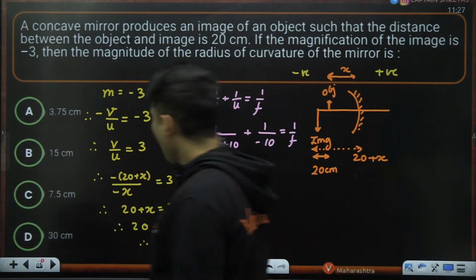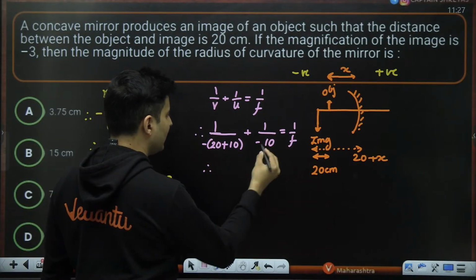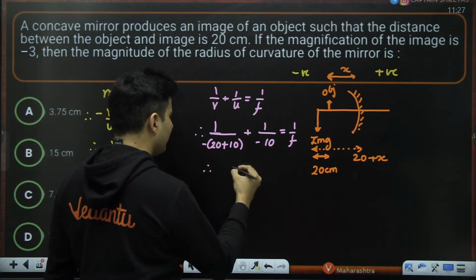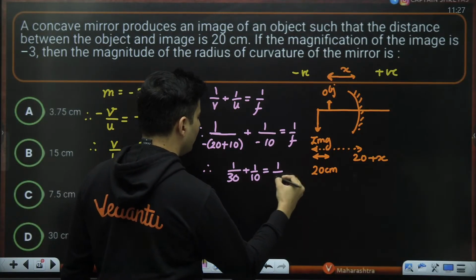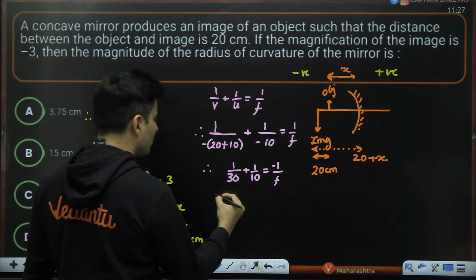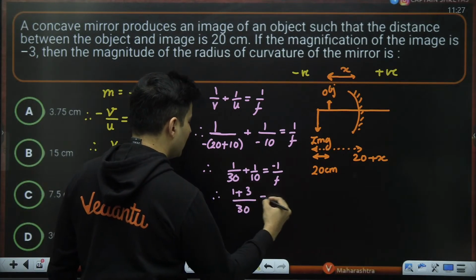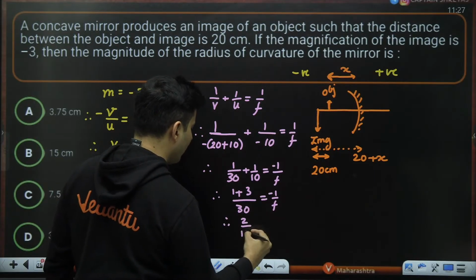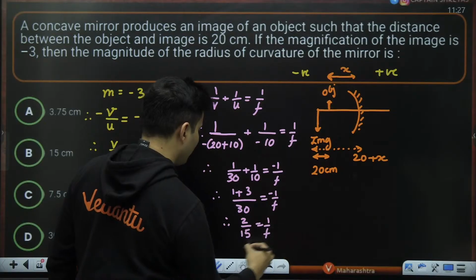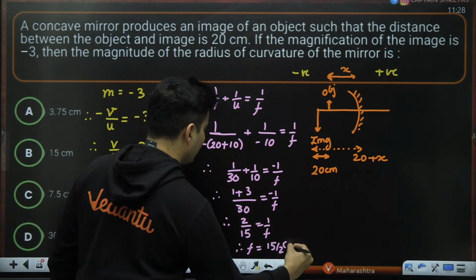So what is this going to be? This is minus 30 and this is minus 10, so take the minuses to the other side. So 1 by 30 plus 1 by 10 is equal to 1 by f with a negative sign. The LCM is going to be 30, so 1 plus 3 is equal to minus 1 by f. So it will be 4 by 30, which is 2 by 15, equal to 1 by f. Therefore, f is equal to 15 by 2 centimeters.